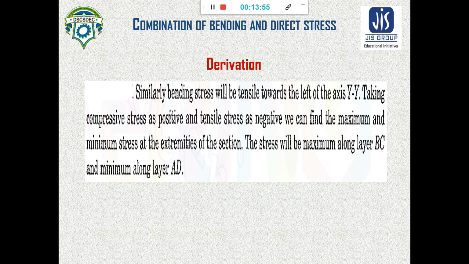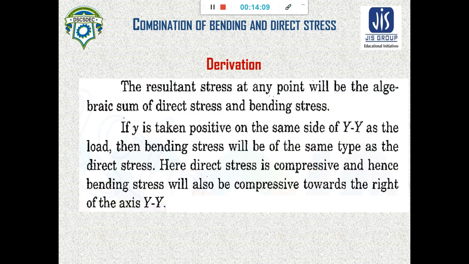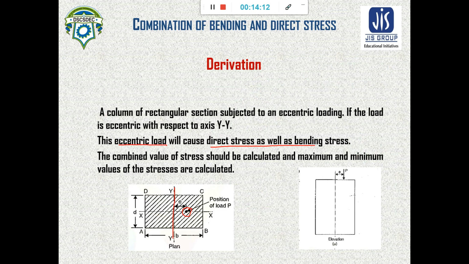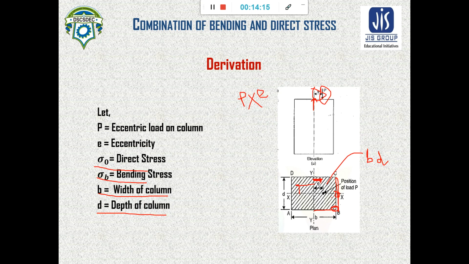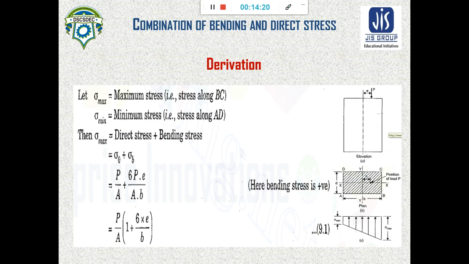Taking compressive stress as positive and tensile stress as negative, we can find the maximum and minimum stress at the extreme sections. The stress will be maximum along section bc, and minimum along section ad. So let's find the value of maximum and minimum stress. Sigma max is the stress along section bc, and sigma min is the minimum stress, that is the stress along ad.